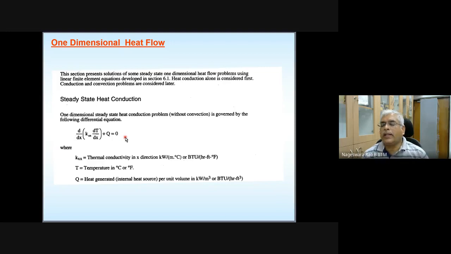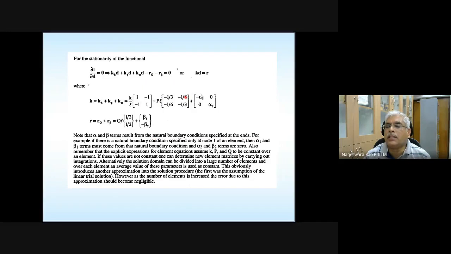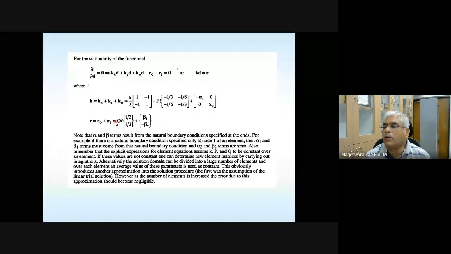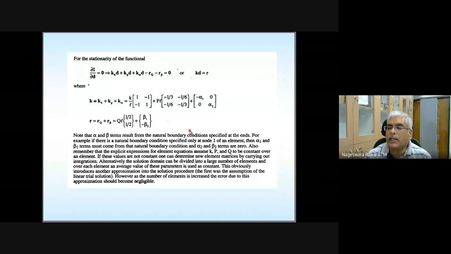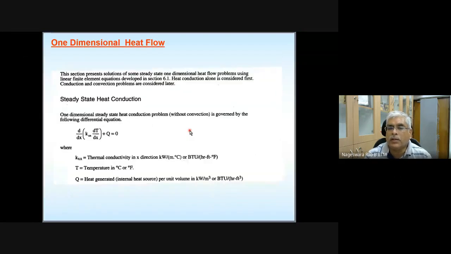So now let's say you don't know anything about the heat conduction problem. You never studied it, but still you can write the element equations. You just compare. This is the element equation for the general boundary value problem. Wherever K is there, replace it with Kxx. P is 0. Q is equal to Q, constant. And alphas and betas depend on the boundary conditions that are given. That is how you can develop the element equations.